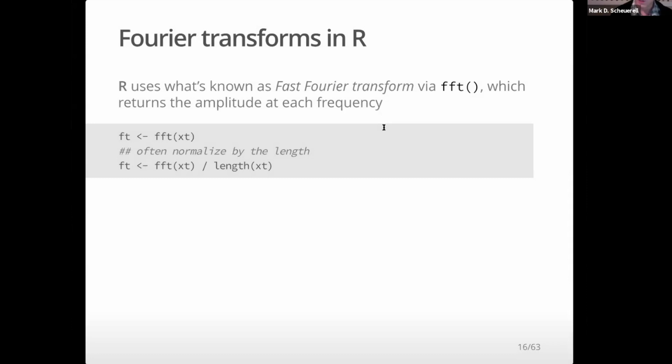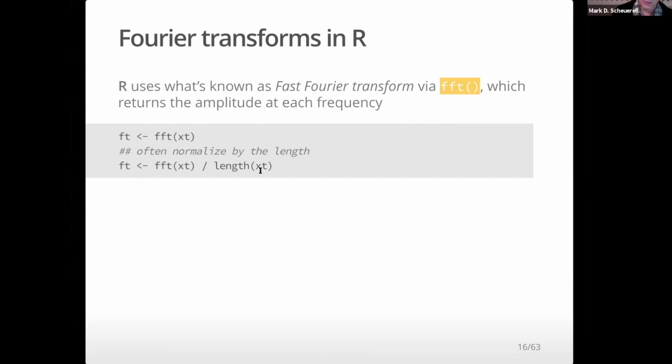Okay, so if we're going to do this in R, it uses something called the fast Fourier transform. And there's a function in R called FFT, which stands for fast Fourier transform, which basically returns the amplitude at each frequency. So several slides ago, you saw I had amplitude as a function of frequency, and that's what this will do. So if you have some time series, x of t, and you pass it to this, you're going to get the Fourier transform of that.